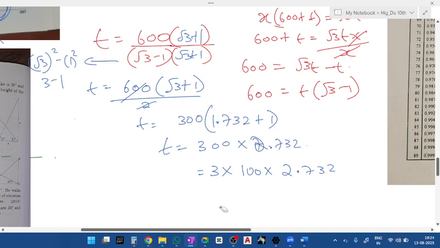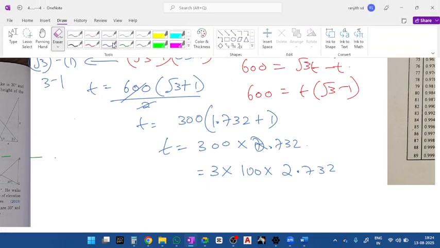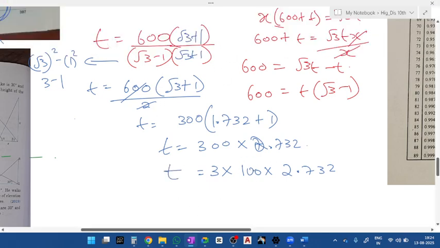Why are we taking out the zeros? What's the logic? If I multiply here, this decimal might go, right? So what is 3 into 2.732 into 100? If you multiply with 100, how many times you have to shift? How many places?